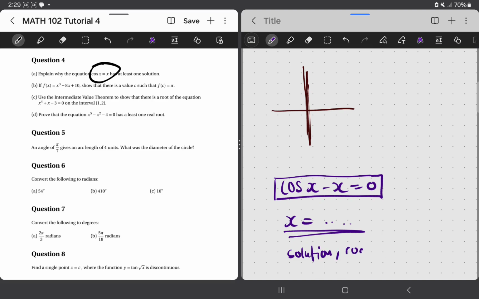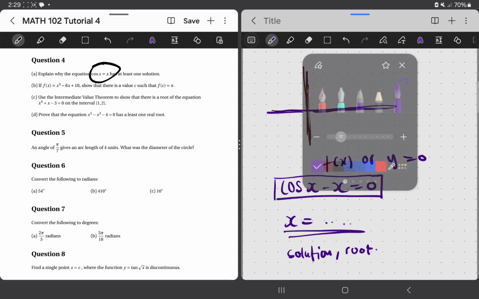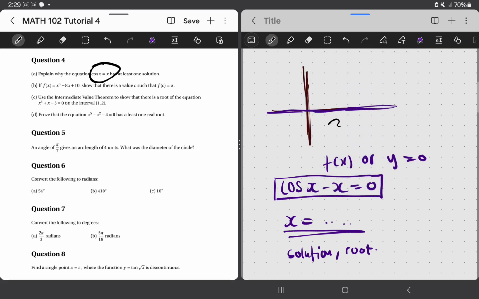What a solution or a root is, is an x value at a point where your f of x or your y is equal to 0. It's a point where your graph cuts the x-axis. That's a solution. So when we want to find if something is a solution or a root, we're just trying to say, is there a point where that equation cuts the x-axis? That is what we'll be proving.